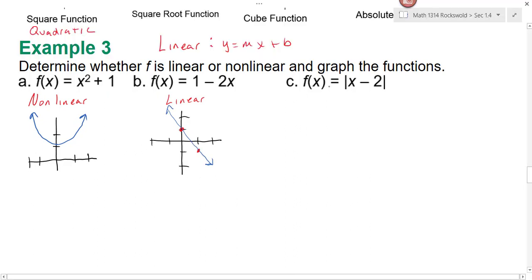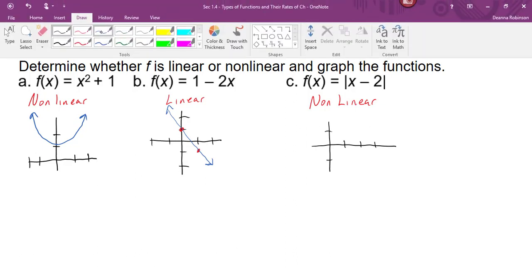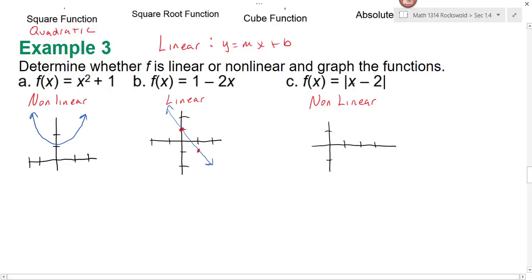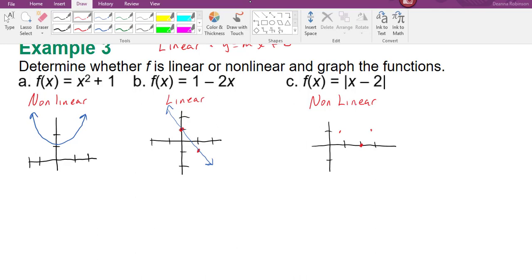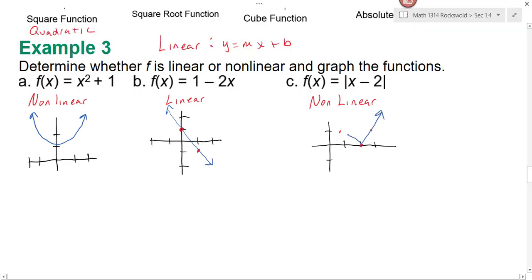On part C, is this linear or nonlinear? X isn't raised to a power, but it has absolute value bars, so this is nonlinear. If we were to graph this function, we could do it by plotting points, or you could use your graphing calculator. Or later on, I'm going to teach you how to do this by hand. This is an absolute value function that's been shifted to the right 2 units. So our vertex is going to be right here, and that gives us some points, and then we draw the graph. We've just shifted everything to the right 2 units.